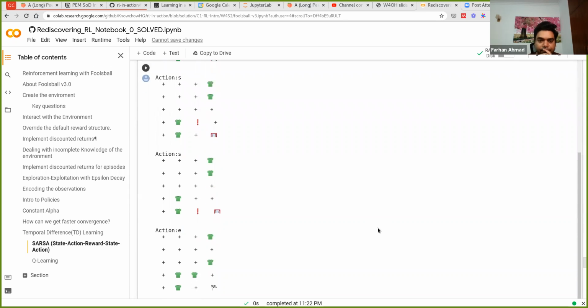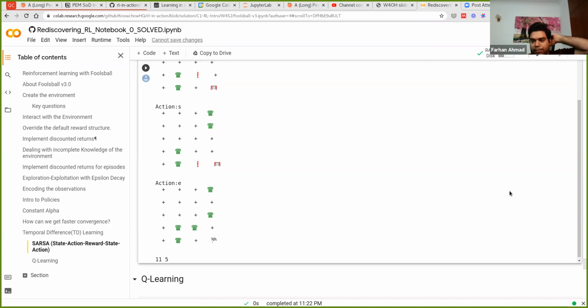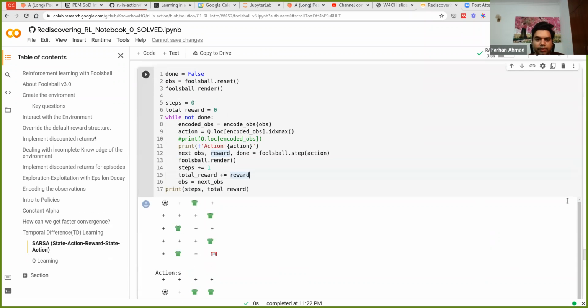But this isn't perfect gameplay. It is still bumping into the defender, but in just 11 steps, it is at least able to score the goal. And we can try a few more times.